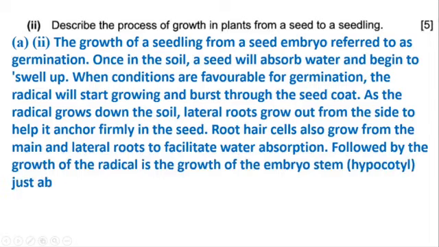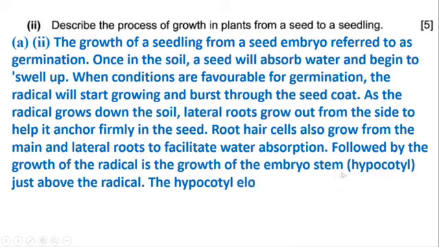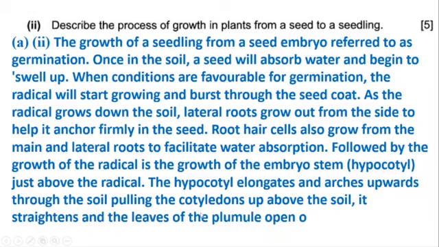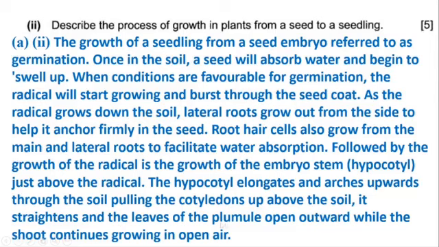Followed by the growth of the radicle is the growth of the embryo stem, which we call the hypocotyl. This grows just above the radicle. The hypocotyl elongates and anchors upwards through the soil, pulling the cotyledons up above the soil. It straightens and the leaves of the plumule open outward while the shoot continues growing in open air. This is how we can describe the process of growth in plants from a seed to a seedling, and that is when you are going to score the 5 marks. We now move on to our next question, which is question B.